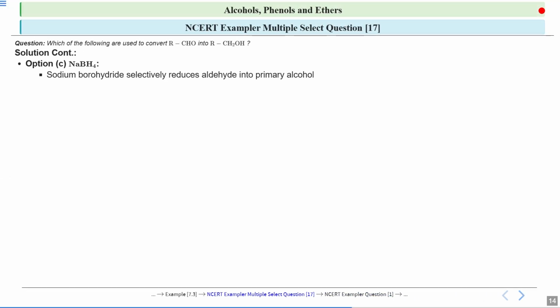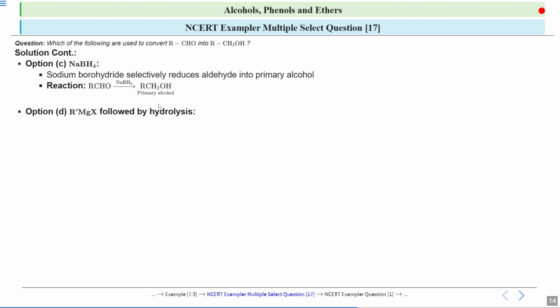Next is your NaBH4. Now NaBH4, that is sodium borohydride, selectively reduces your aldehyde to primary alcohol. Remember, I told you that sodium borohydride is a mild reducing agent, whereas LiAlH4 is a very strong reducing agent. So being a mild reducing agent, it will reduce your aldehyde to primary alcohol. Everywhere, see, it is primary alcohol. So the reaction is, this is your aldehyde. Using sodium borohydride, you have reduced it to your primary alcohol. That is, the carbon to which your OH group is attached is further connected only to one carbon atom.